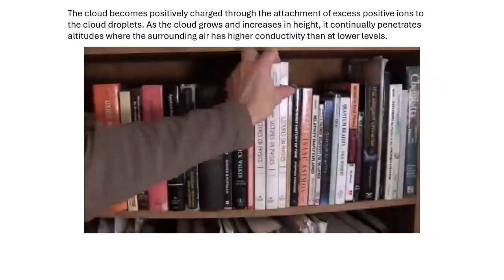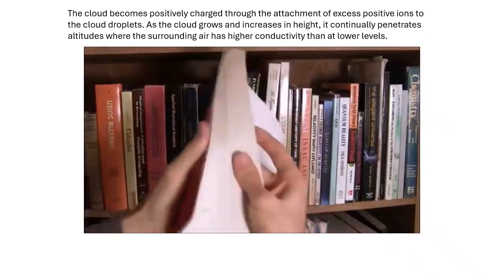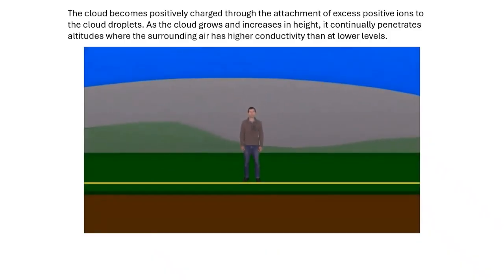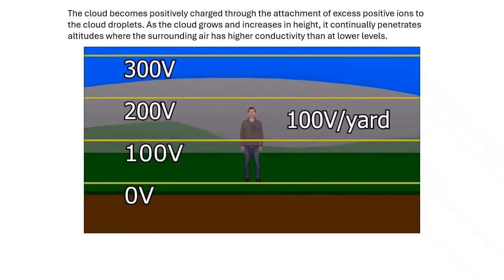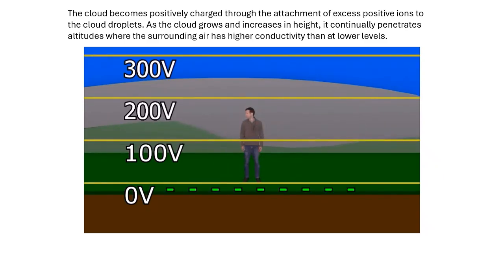Much of the following explanation is adapted from Nobel Prize-winning physicist Richard Feynman's lecture on physics, a section called Electricity in the Atmosphere. For every meter you go up in the air, the voltage increases by around 100 volts, or we could say around 100 volts per yard. We can draw these voltage increases using what are called equipotential lines. Notice that the ground is negative and the sky is positive with respect to each other.